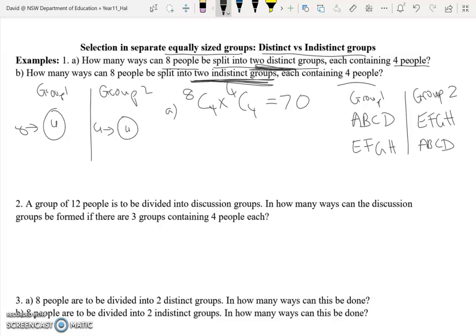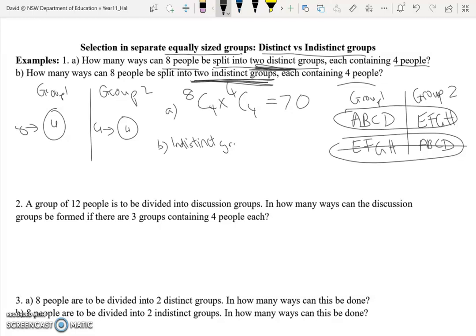If the groups are distinct, these are two different options, because you're in group 1 compared to in group 2. But if they're indistinct, if they're identical, they are the same. We need to knock something out. So the key thing is when they're indistinct K groups, and here it's going to be 2 groups, you need to divide by K factorial.